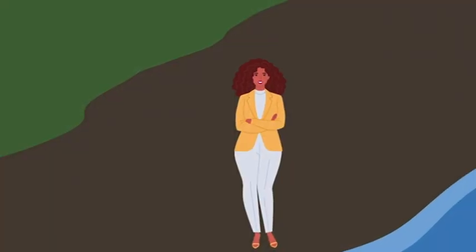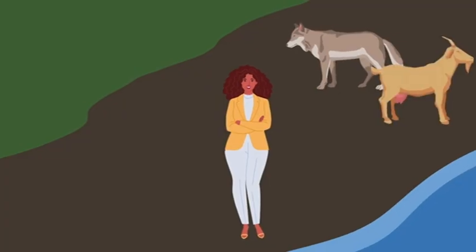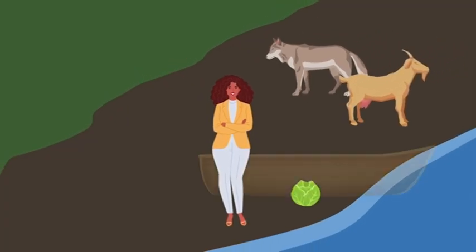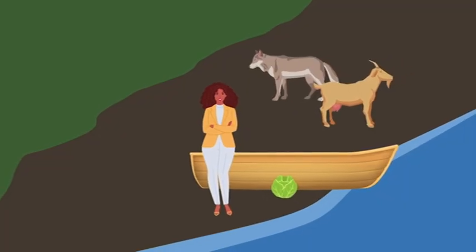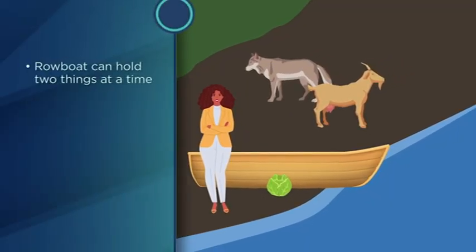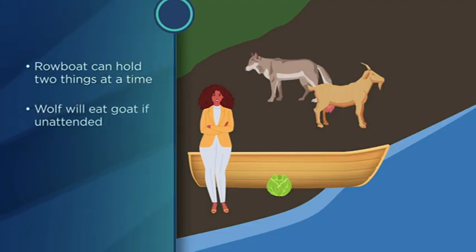You're standing on a riverbank with a wolf, a goat, and a cabbage. You have a rowboat that you can use to get to the other side of the river. However, the boat can only hold 2 things at a time. Moreover, if the wolf is left unattended with the goat, then the wolf will eat the goat.